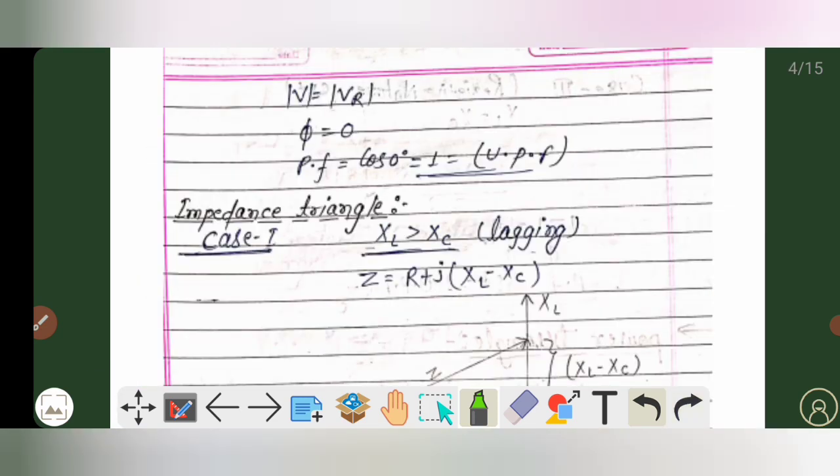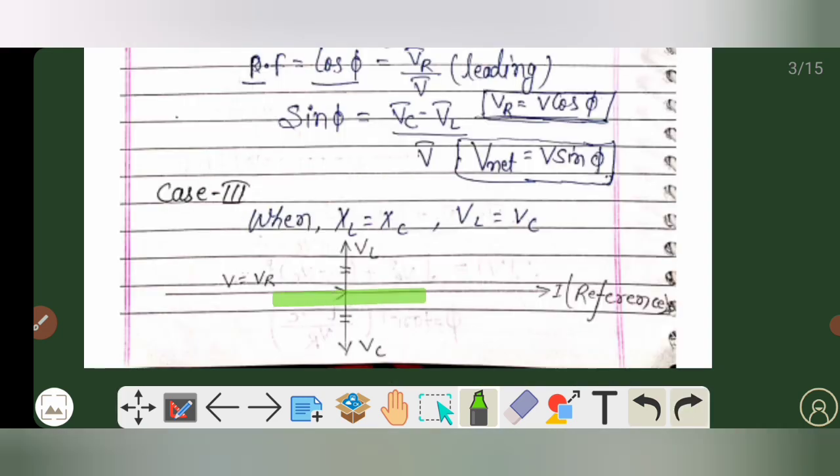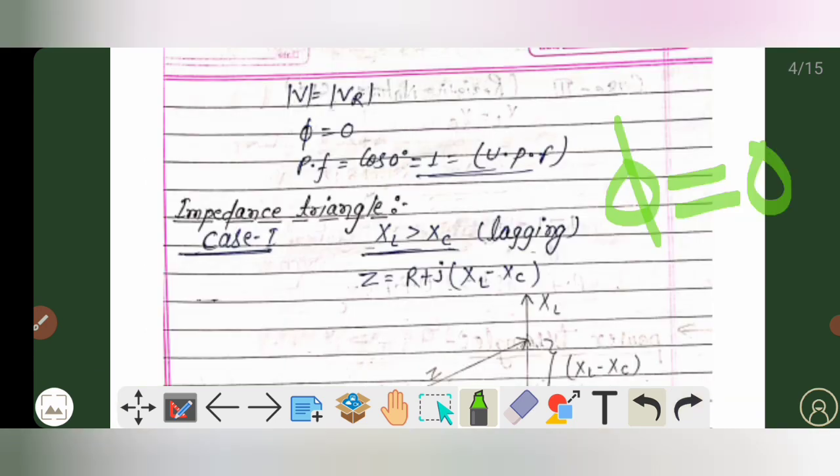Now from the phasor diagram in the third case, V is equal to VR, meaning the overall voltage is equal to the resistive voltage. And the value of angle phi is equal to 0 degrees, because in this diagram, this is the reference current I, and the overall voltage V is lying in the same phase. So we can say that the phasor angle is 0 degrees.